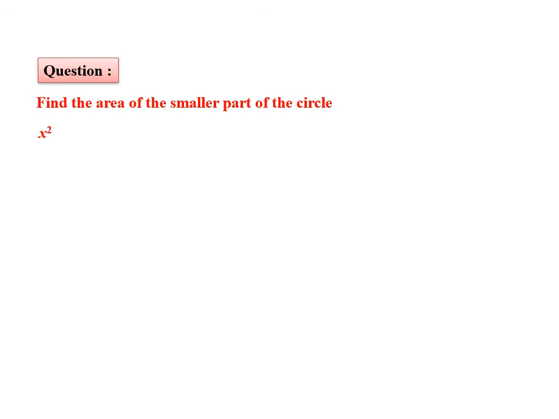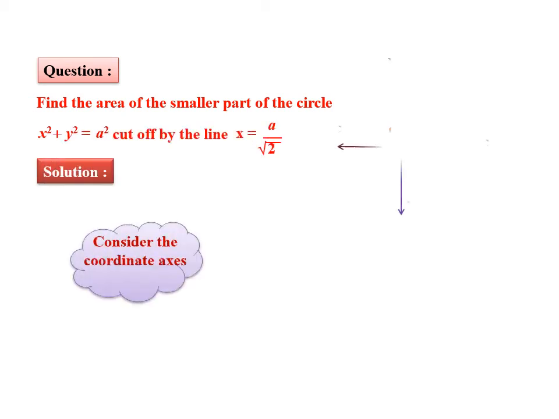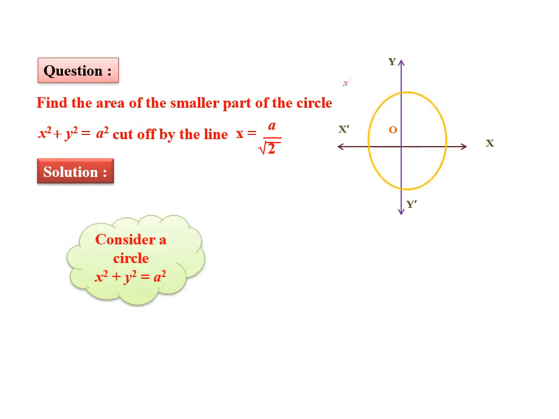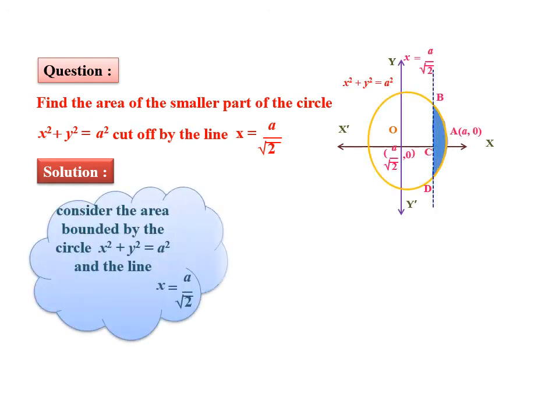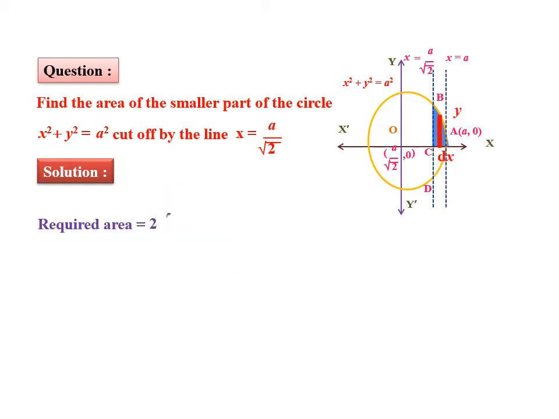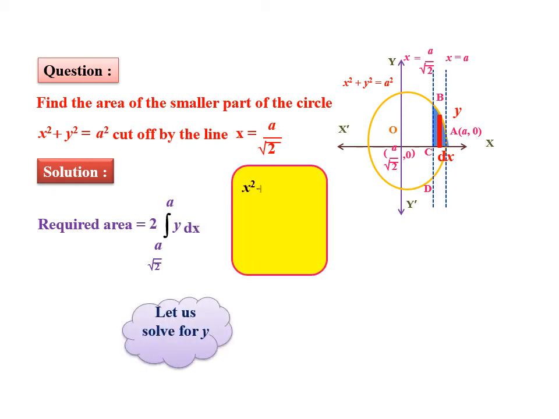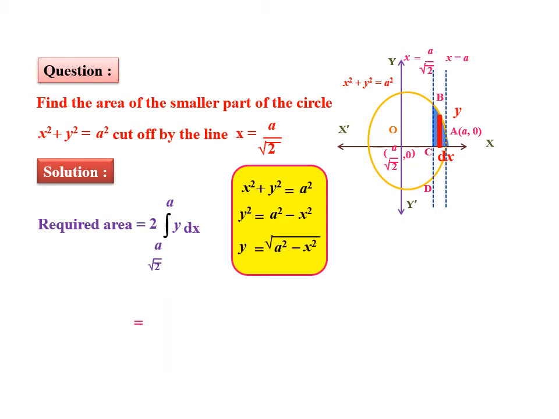Next question: find the area of the smaller part of the circle x square plus y square is equal to a square cut off by the line x equal to a upon root 2. So consider the circle with radius a units. Required area is equal to 2 times the integral from a upon root 2 to a of y dx. On simplifying we get y is equal to root of a square minus x square.